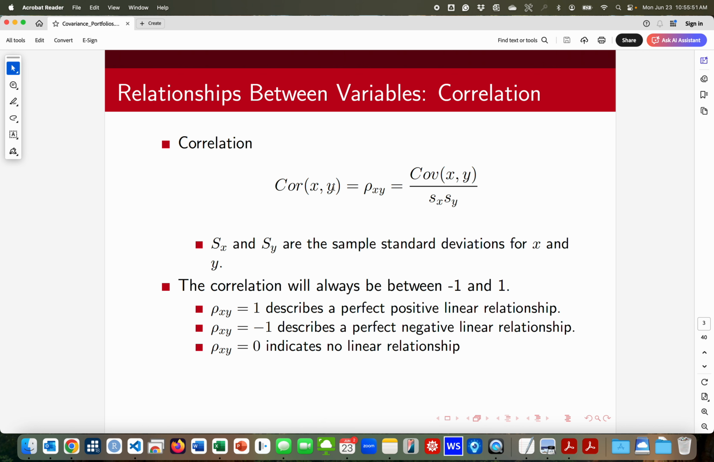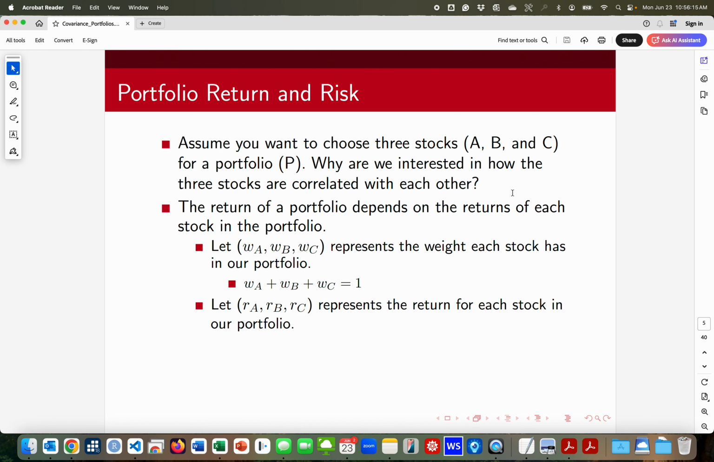So notice right here we have the correlation, rho xy, equals the covariance divided by the standard deviations. If I just want the covariance of xy, I can multiply rho xy by the standard deviations. So rho xy times sx sy is the covariance.